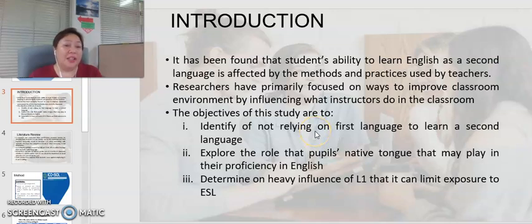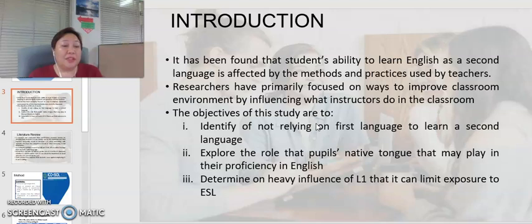In this research, it has been found that student ability to learn English as a second language is affected by the methods and practices used by the teachers when in the classroom. And researchers have primarily focused on ways to improve classroom environment by influencing what instructors do in the classroom.